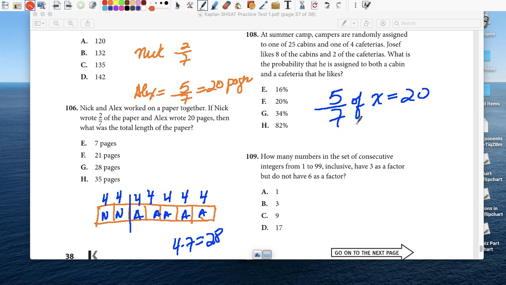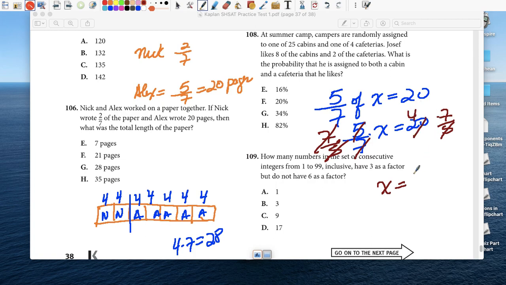And then you could have 5/7 times x equals 20. Now we're going to multiply both sides by the reciprocal of 5/7, which is 7/5 times 7/5. That simplifies to x. And on this side, 20 and 5 can be simplified to 4, and 4 times 7 is 28. I personally like this.